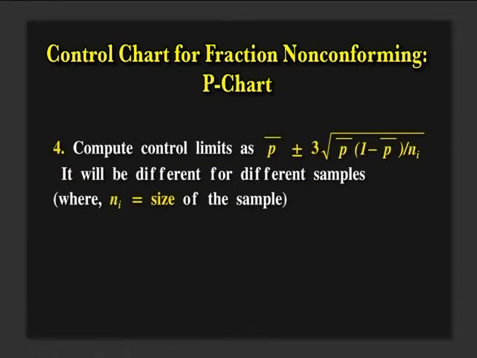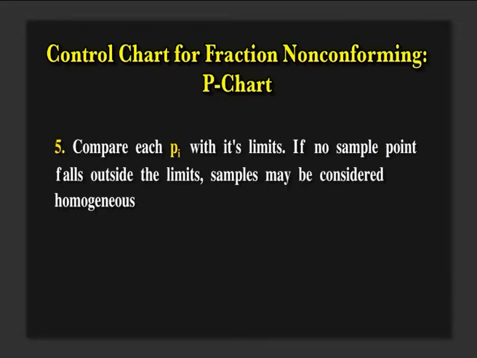Step 4. Compute control limits as P bar plus or minus 3 times root of P bar into 1 minus P bar divided by ni. It will be different for different samples because the control limits depend on ni, the sample size in each subgroup. Step 5. Compare each Pi within its limits. If no sample points fall outside the limits, the samples may be considered homogeneous.